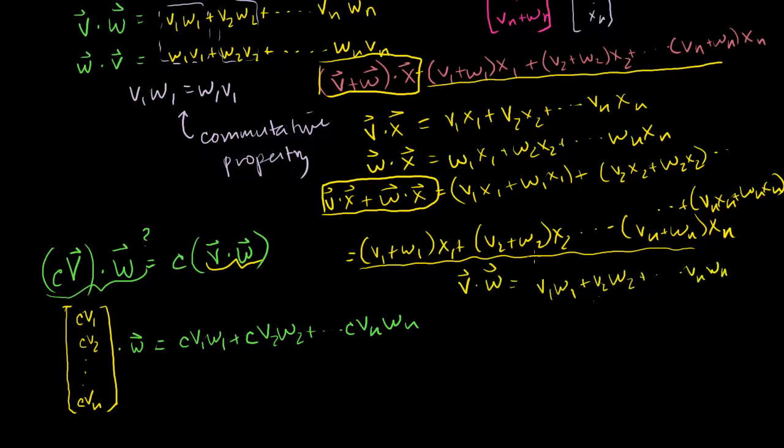I'm getting tired of doing this, and you're probably tired of watching it, but it's good to go through the exercises. If someone asks you to do this, now you'll be able to do this. Now, what is c times this? If I multiply some scalar times this, that's the same thing as multiplying some scalar times that. So now I'm just multiplying a scalar times a big sum, this is just the regular distributive property of just regular real numbers. So this is going to be equal to c v1 w1 plus c v2 w2 plus all the way to c vn wn. And we see that this is equal to this, because this is equal to this.